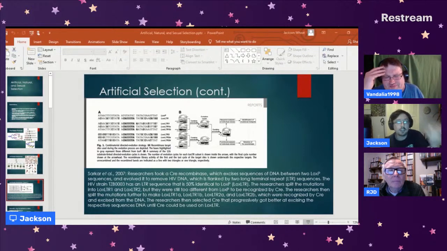I think there are 32 differences between LOX LTR and LOX P. And so they only took like, what, 16 of them or something like that? I'm trying to figure out what the word is when cells split. Binary fission? That's it. Okay.